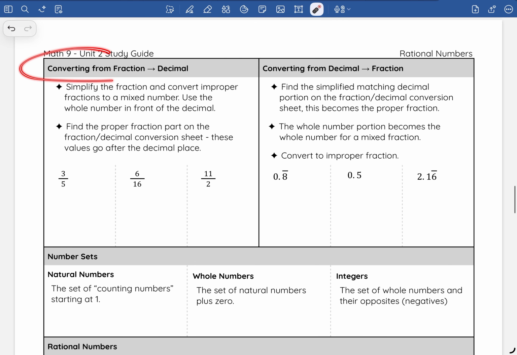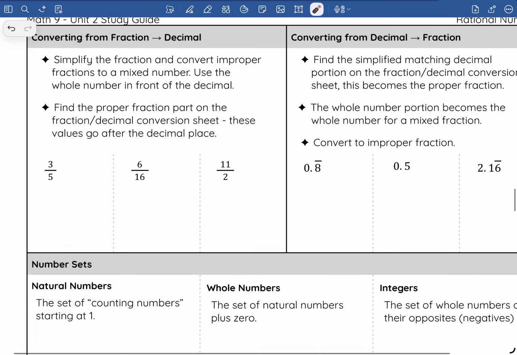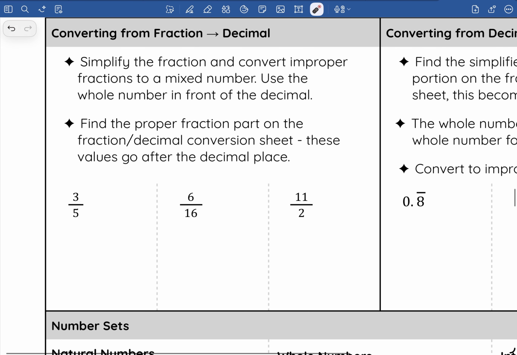So starting us out, we started the unit by learning about converting either from fractions to decimals or vice versa. This is all without a calculator, so that's where our decimal sheet comes in handy. What we're looking at is, we have 3 examples here. Every time we want to simplify the fraction and then convert it, if necessary, to improper fractions. So sometimes these fractions are really nice. We can just look at something like 3/5, and it's exactly on our decimal conversion sheet. So we just look, we find it, and we write it down.